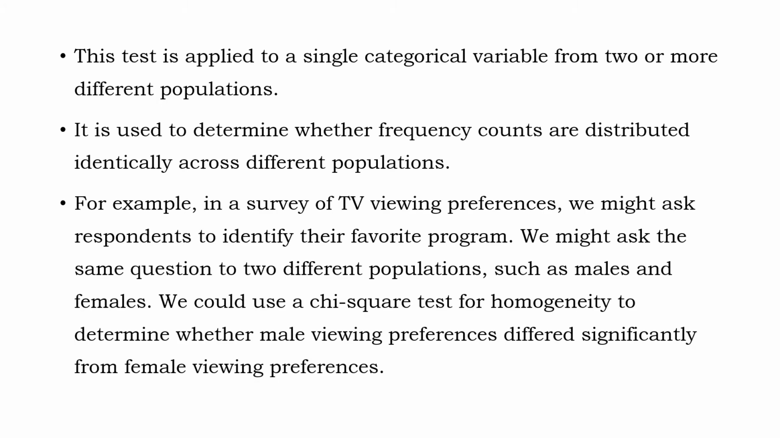For example, in a survey of TV viewing preferences, we might ask respondents to identify their favorite program. We might ask the same question of two different populations such as male and female. We will use a chi-square test for homogeneity to determine whether male viewing preferences differs significantly from female viewing preferences.